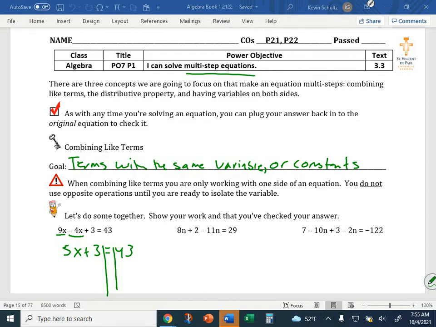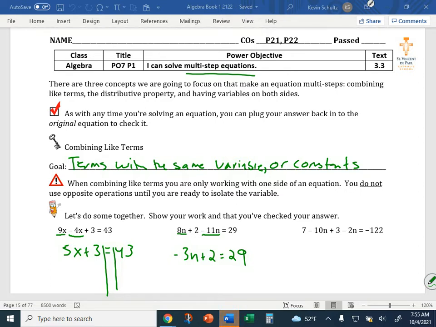8n plus 2 minus 11n equals 29. What are the like terms here that we can combine? Catherine? 8n and negative 11n, right? So how many n's do we have in all on the left side of that equation? Kylie? Negative 3, right? 8 minus 11. Whatever n is, we've got 8 of them, because the coefficient tells us how many we have. We start with 8. We subtract 11. That leaves us with negative 3. And now we have our two-step equation to solve. Subtract 2, divide by -3. Okay?